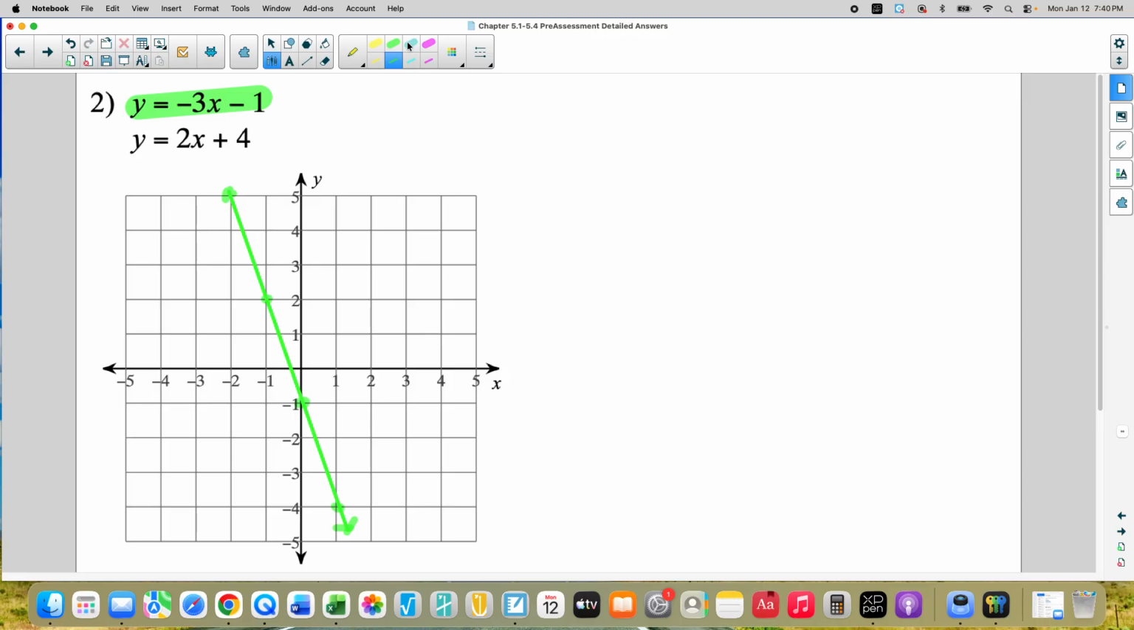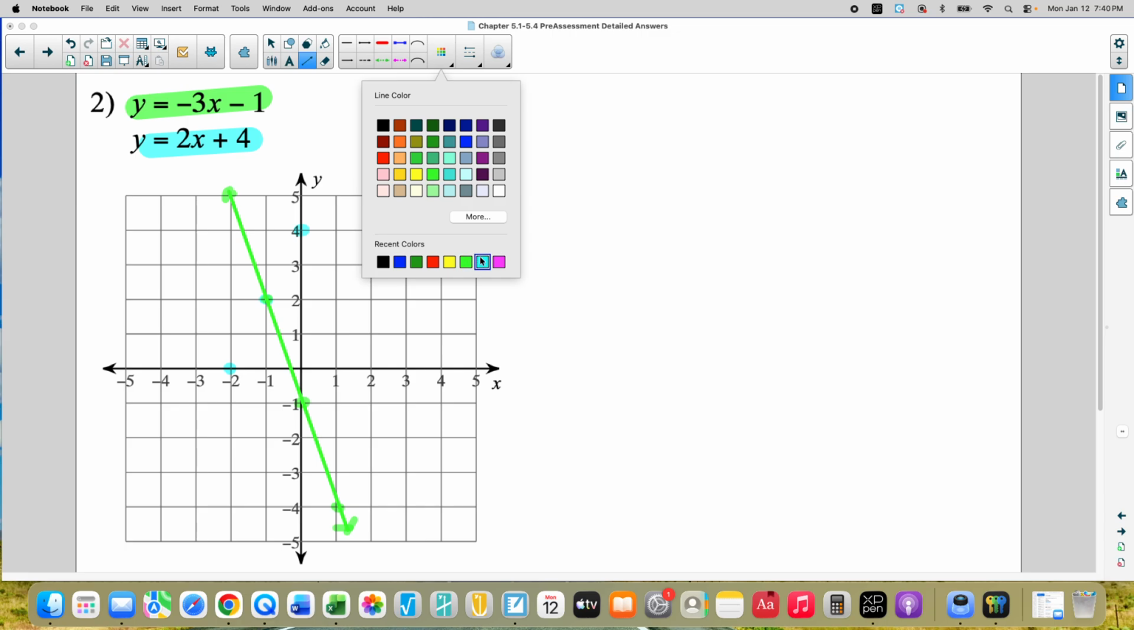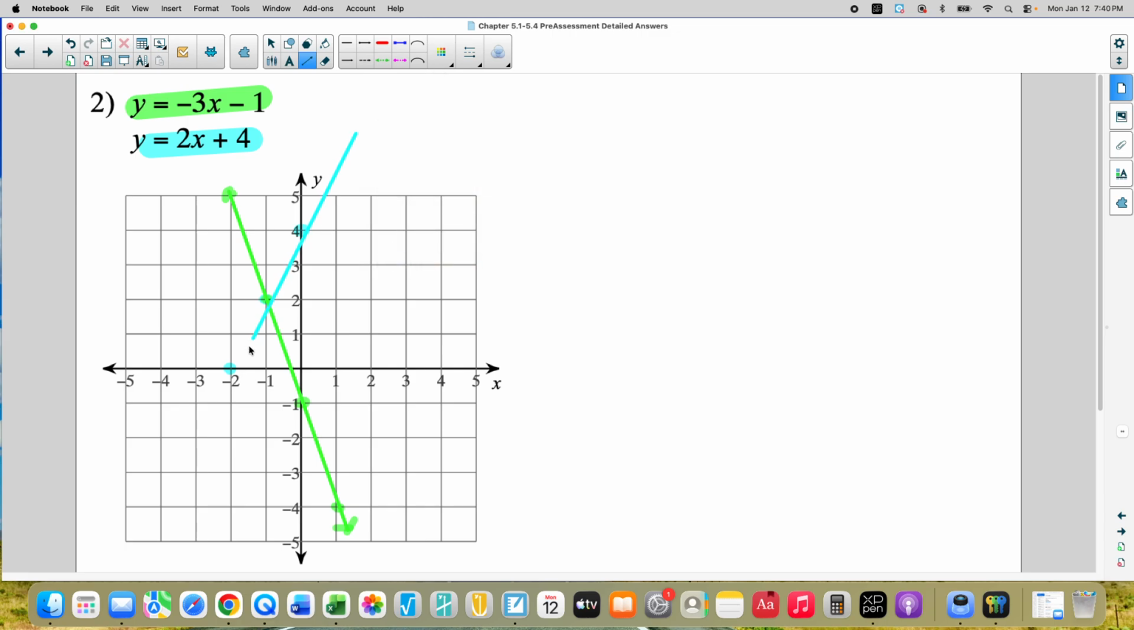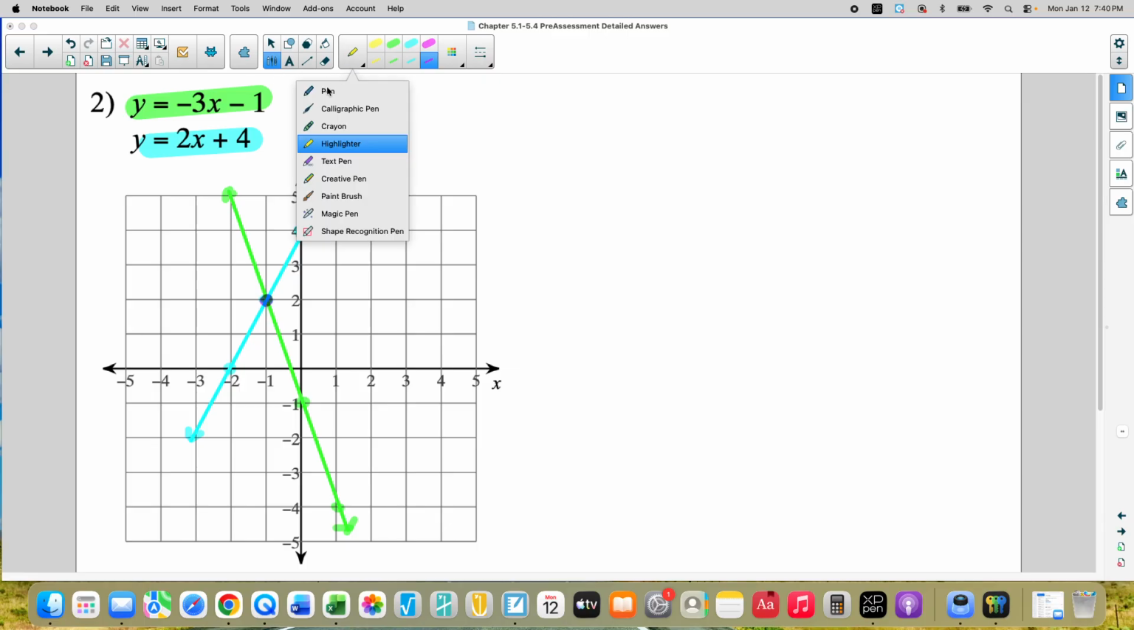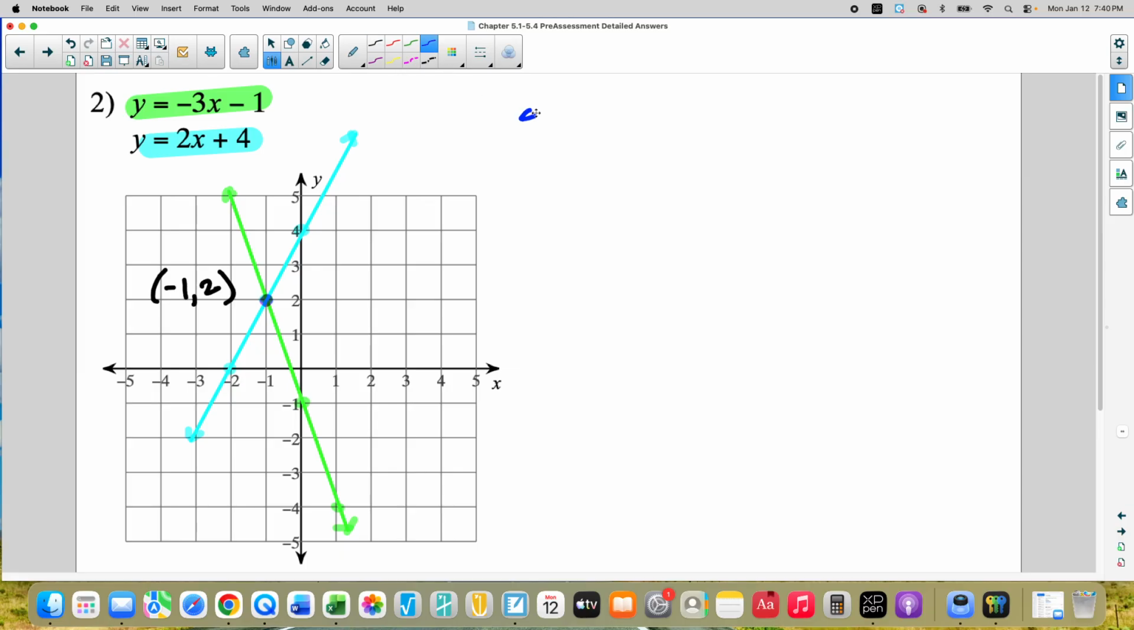And let's graph the bottom one. It has a y-intercept of 4 and a slope of 2. So up 2, right 1, I'm off the graph, so I'll go down 2, left 1. Down 2, left 1. And let's, oh yeah, blue was good. And we notice that they intersect at this point right here. And that point is -1, 2. And I'm going to check because it takes only a minute.